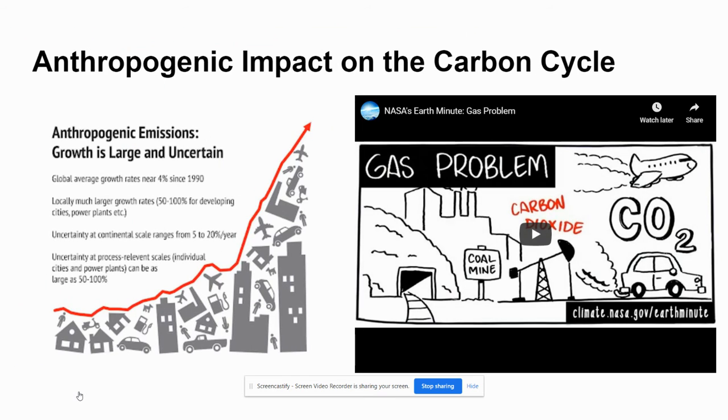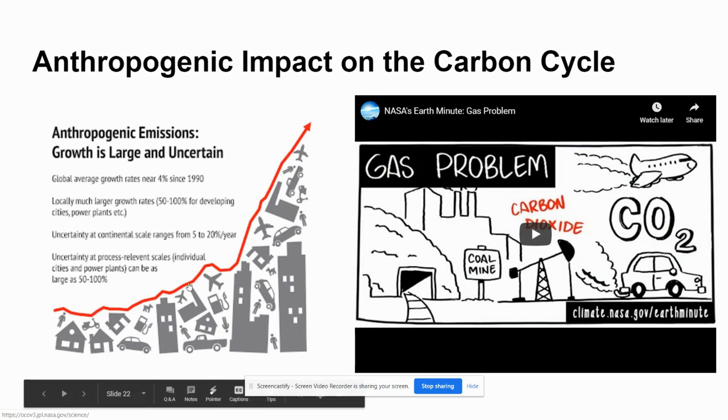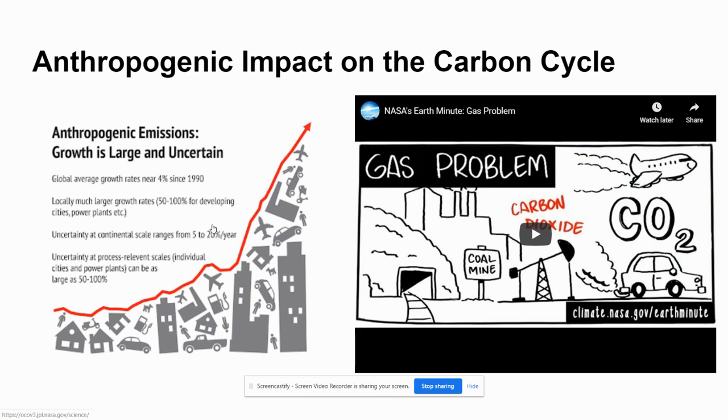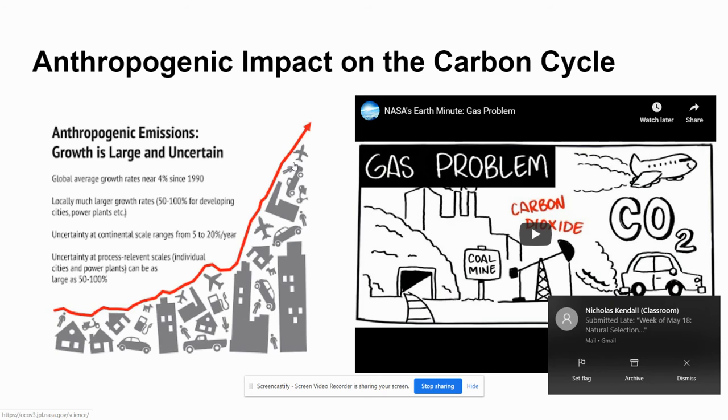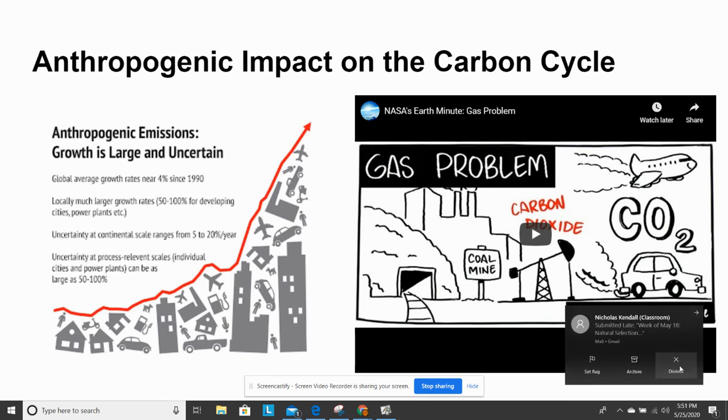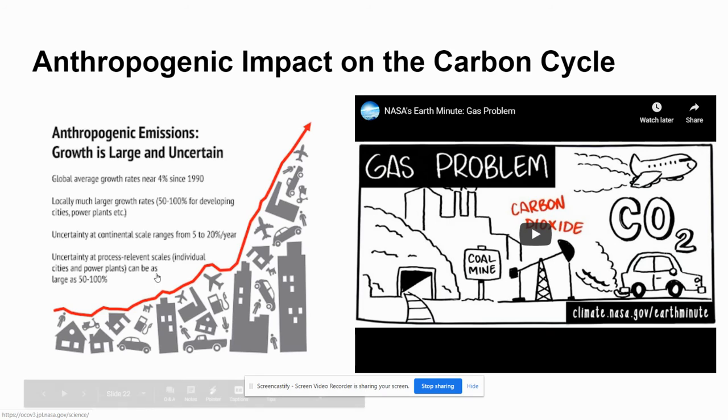So look at the anthropogenic impact on the carbon cycle. Basically, humans have intervened and are continuously messing up the carbon cycle. Look at this graph, and it is basically going up. The growth is large and it is uncertain. To understand more about the gas problem, we can watch this video, The Gas Problem, from NASA, and see how it is impacting our carbon cycle and overall climate change.